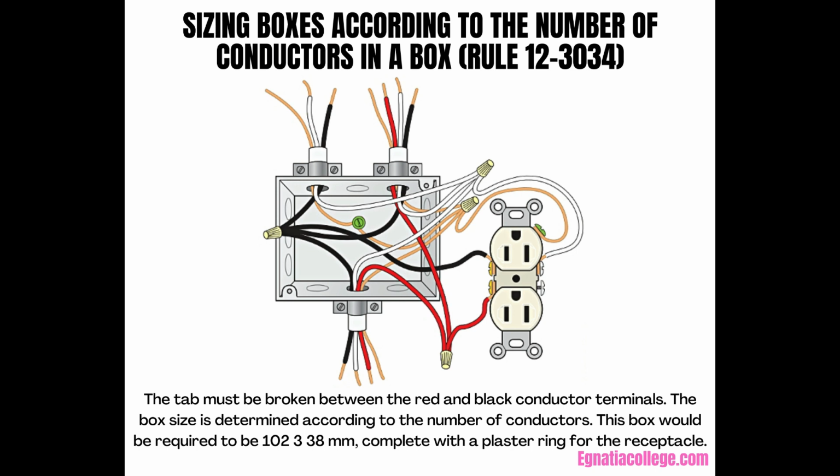To find the proper box size for any location, you must determine the total number of insulated conductors entering the box. The pigtails connected to the receptacle need not be counted when determining the correct box size. Rule 12-3034 1(c) states: an insulated conductor of which no part leaves the box shall not be counted.